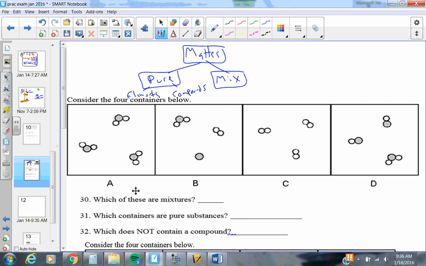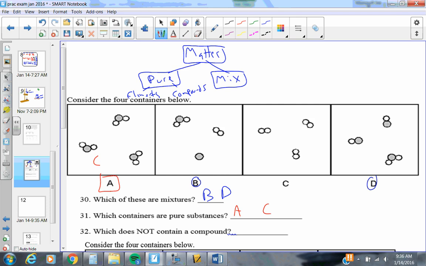So some of these questions, which of these are mixtures? A is all the same. B is a mixture. Two different kinds of things in there. Which of these are pure? Well, anything that's not a mixture must be pure. A is pure. And so is C. Those are both pure.